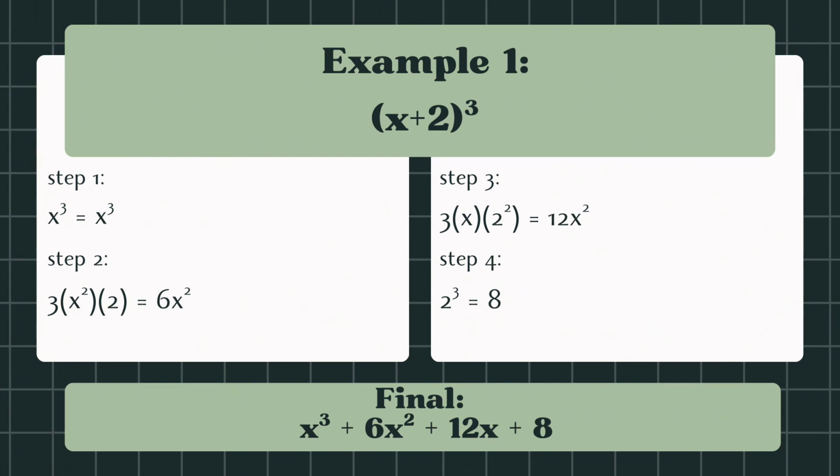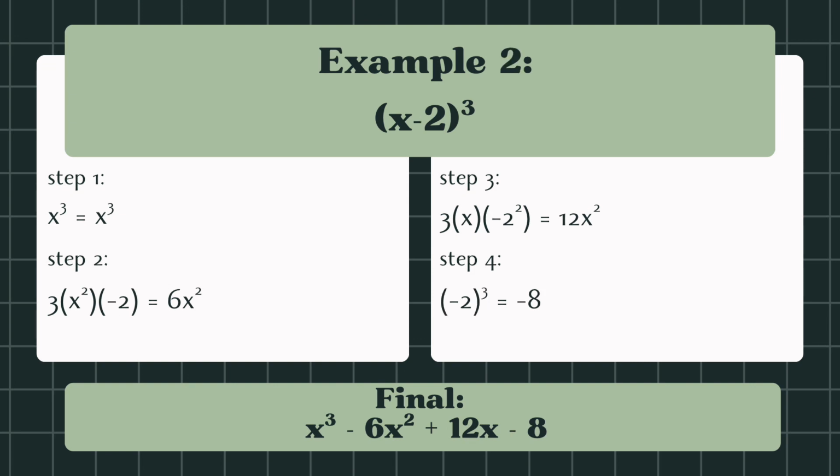Number 4. 2 raised to 3 equals 8. The final answer, the quantity x plus 2 cubed is equal to x cubed plus 6x squared plus 12x plus 8. Now the quantity x minus 2 cubed. Again, the quantity x minus 2 raised to 3 equals x cubed minus 6x squared plus 12x minus 8.